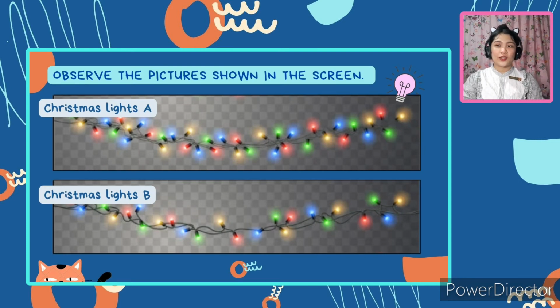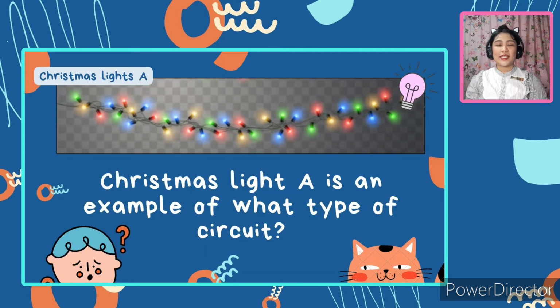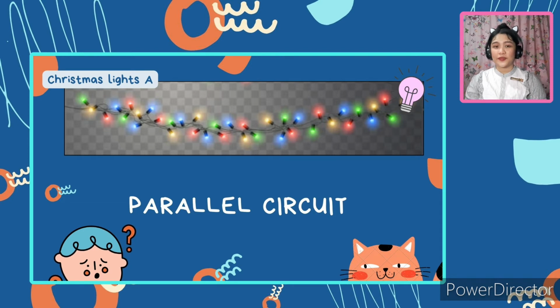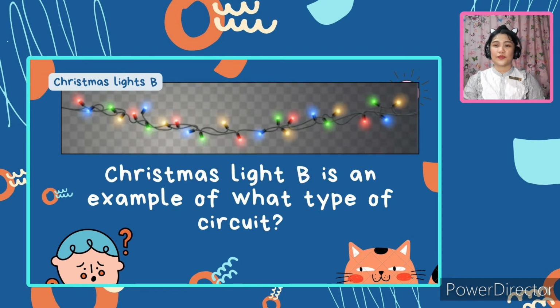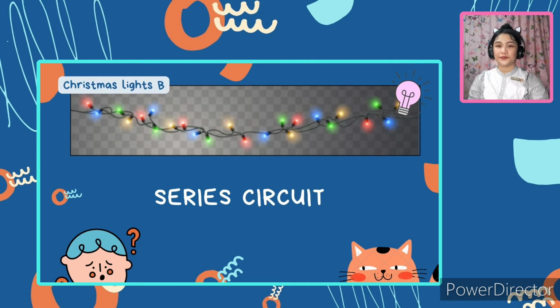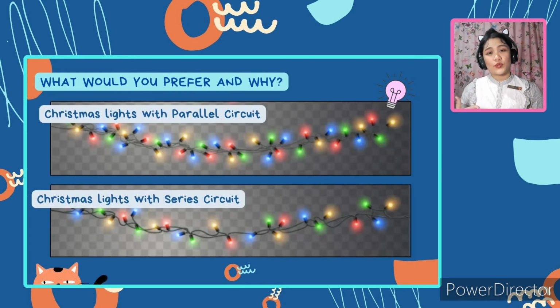Observe the pictures shown in the screen. We have Christmas light A and Christmas light B. Christmas light A is an example of what type of circuit? It is an example of a parallel circuit. Christmas light B is an example of what type of circuit? It is an example of a series circuit. If you are going to buy a Christmas light, what would you prefer? A Christmas light with a parallel circuit or a series circuit?